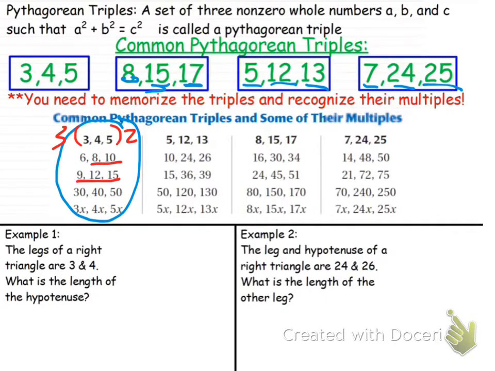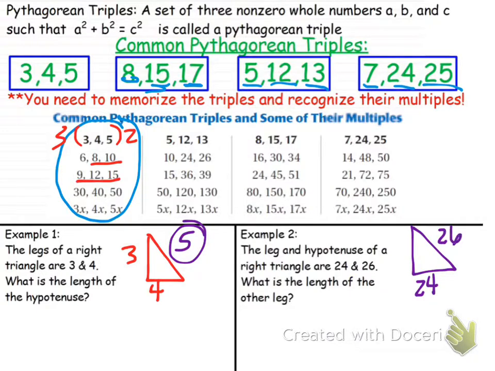Okay, and so when I get here, like example 1 says, the legs of a right triangle are 3 and 4, then what is the length of the hypotenuse? Well, then that means the hypotenuse would be 5. Example 2 says, the leg and a hypotenuse of a right triangle are 24 and 26. What is the length of the other leg? Okay, so I'm going to look in this whole big chart here and figure out what x would be. And there it is. So x would be 10 from the 10, 24, 26. That's a part of the 5, 12, 13 triple.